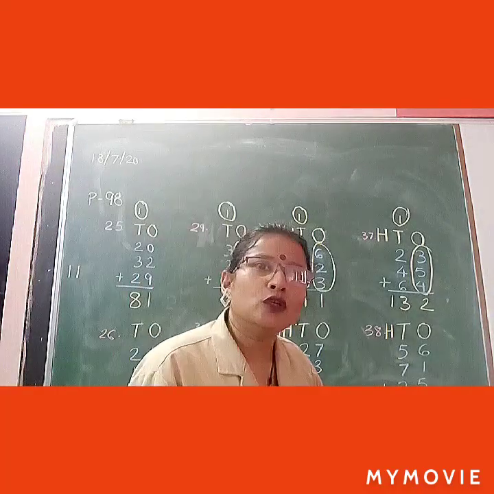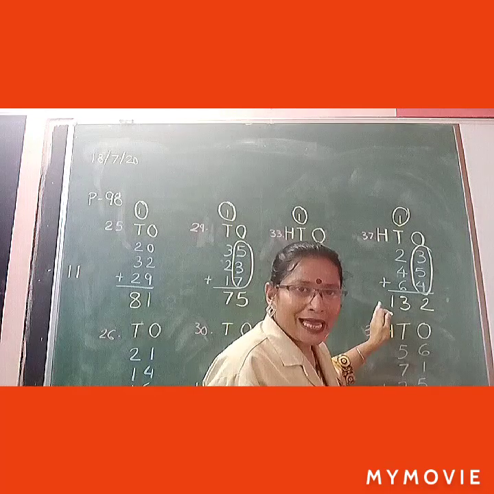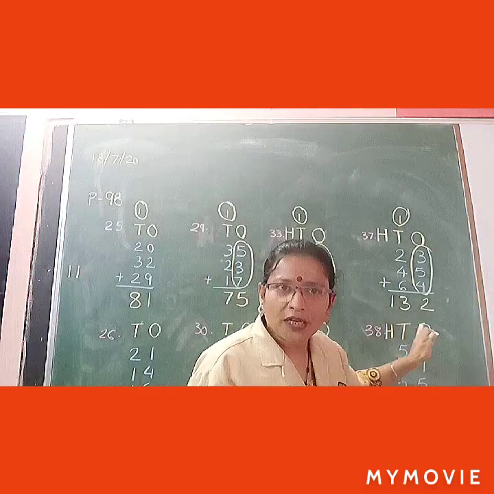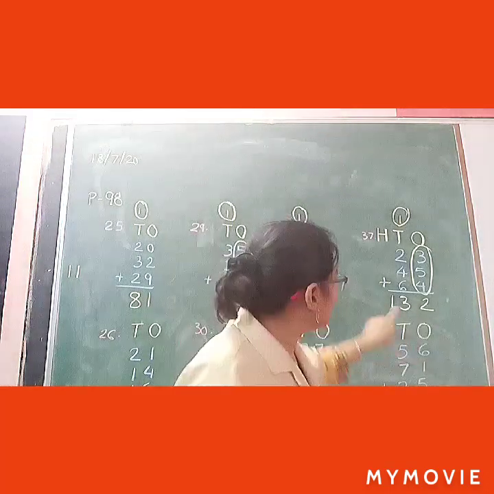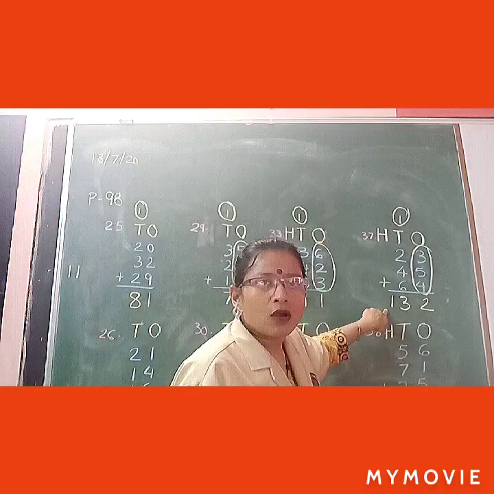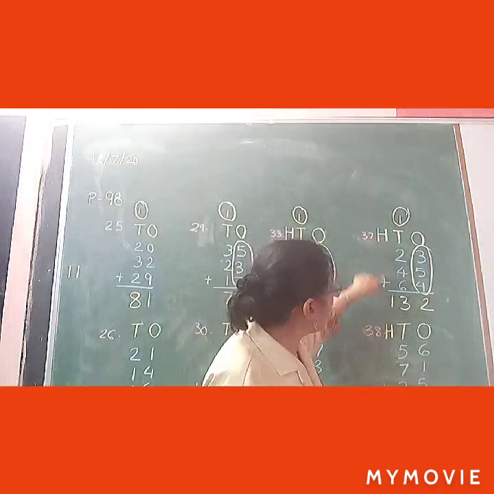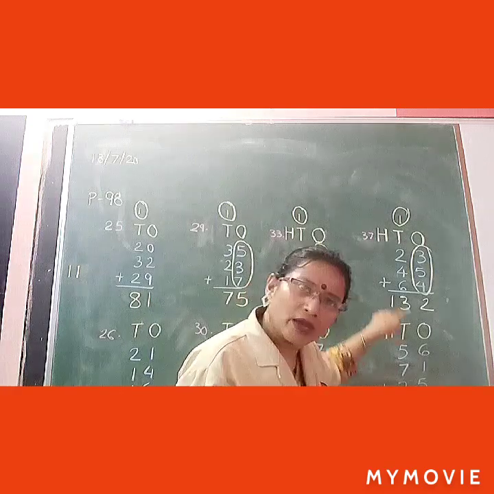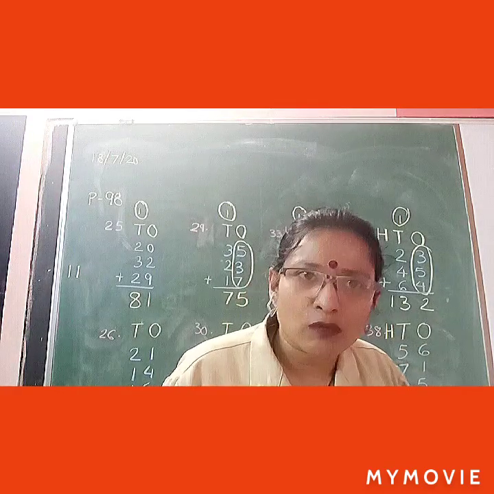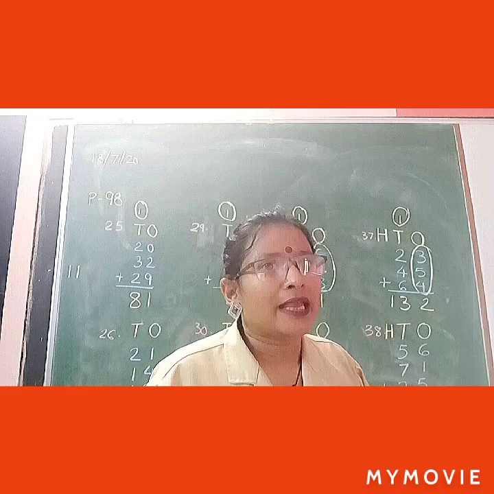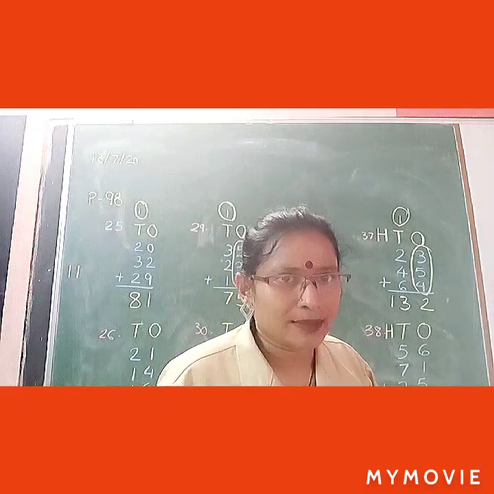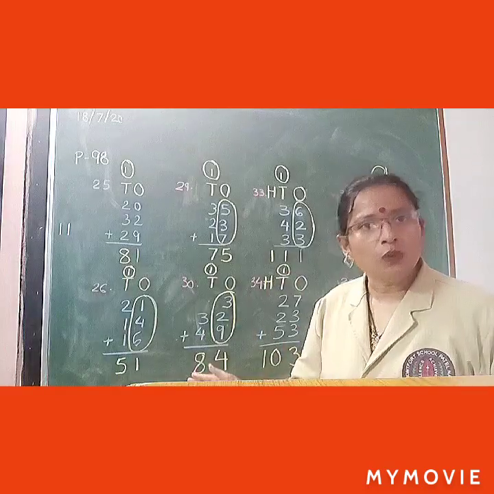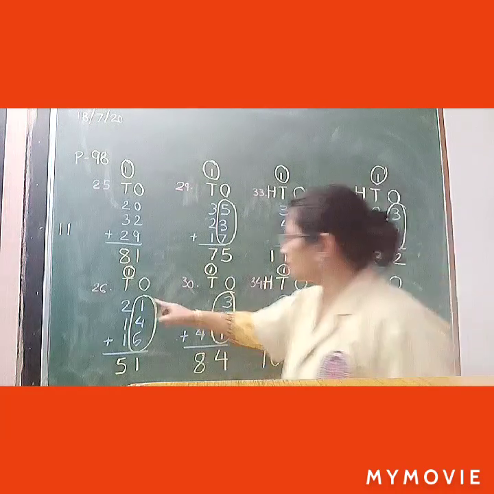What do we have to do? We have to place the numbers according to the place value. This one comes in hundreds place, so we are writing it in hundreds place. According to its place value, we have to write in addition. Don't forget that. Let us do the next sum.